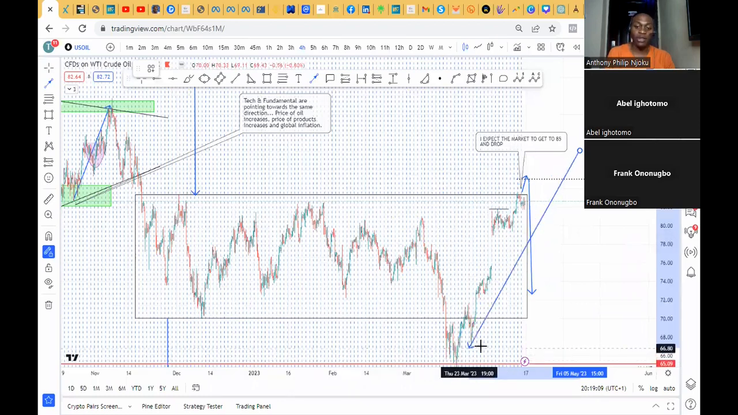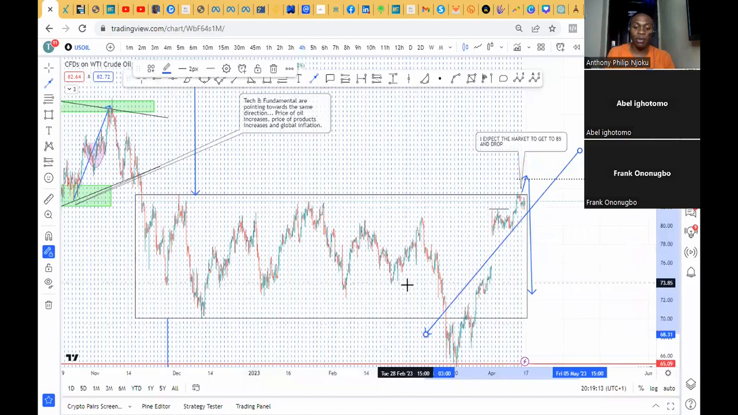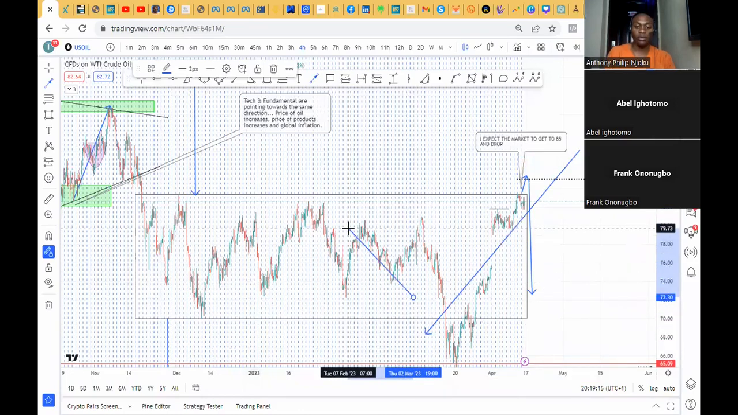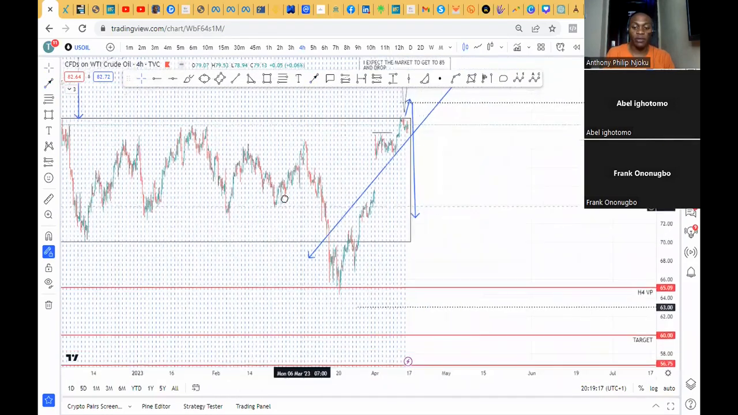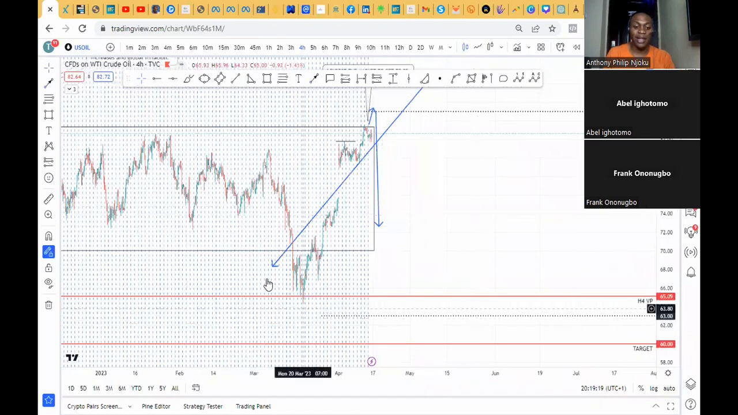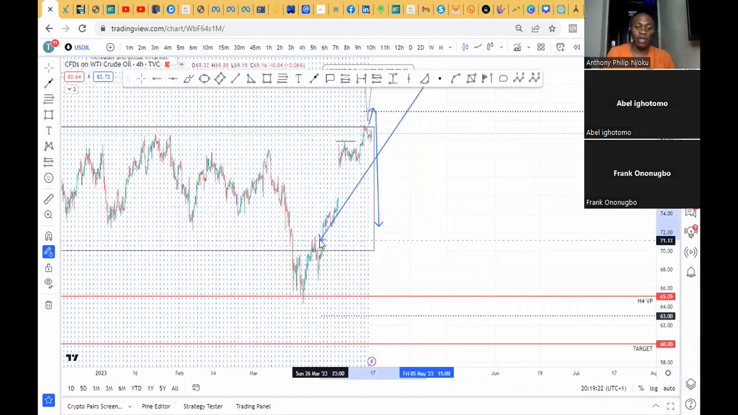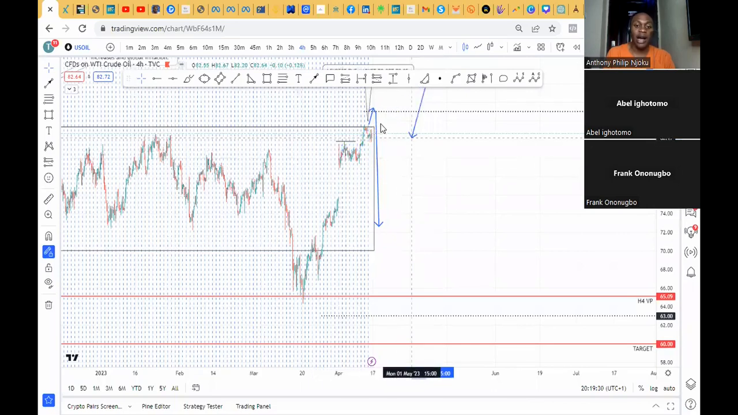I told you guys I wanted the market to get to $60 per barrel, but the market never got to that point. $60, that's the target. It never got to that point. So we expected when it comes into here, it's going to take it as resistance and then start falling more. But no, instead, the market kept moving up, had even a slippage and kept moving up.